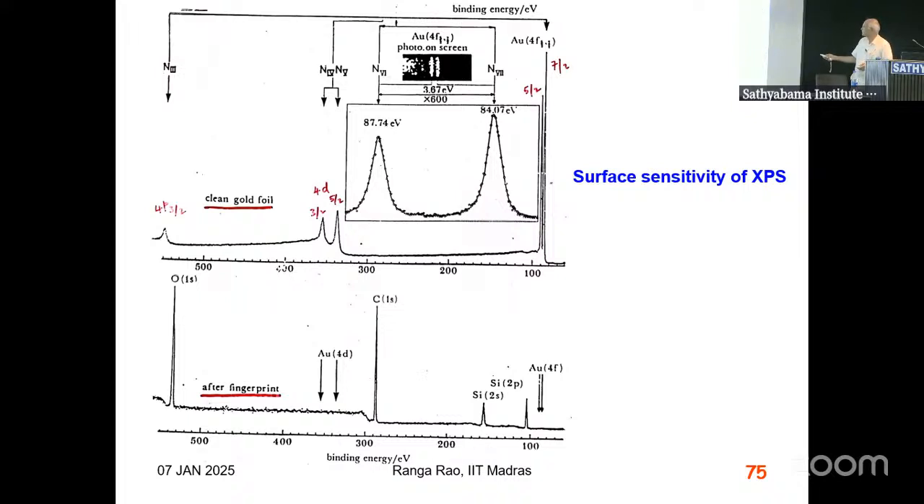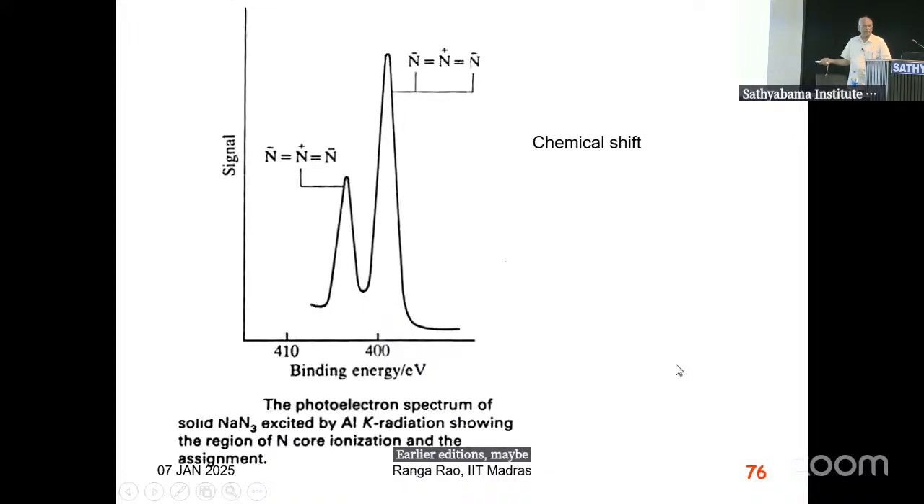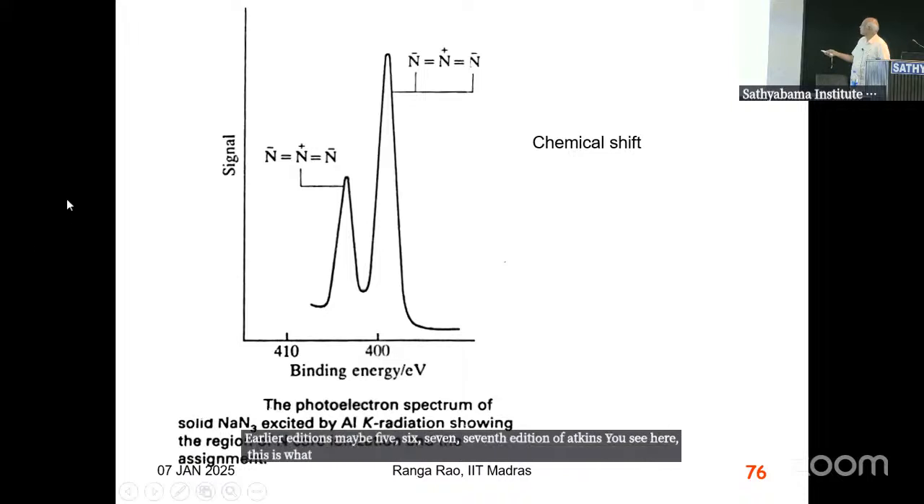This is another interesting example. I have taken it again from a book actually. This is one I've taken from Atkins' book, one of the earlier editions, maybe 5th, 6th, 7th edition of Atkins. You see here, what is this ion?